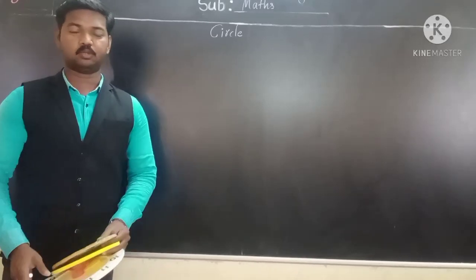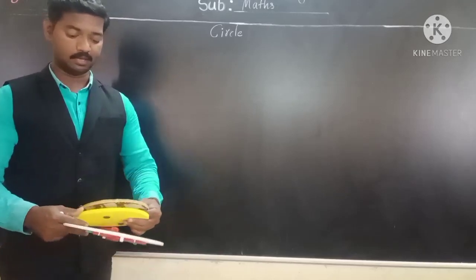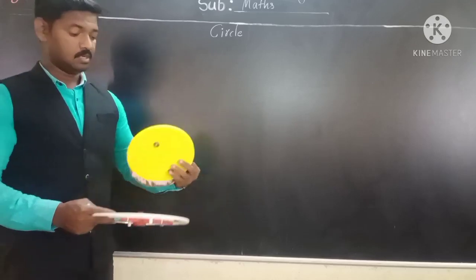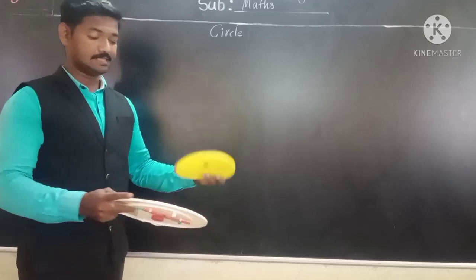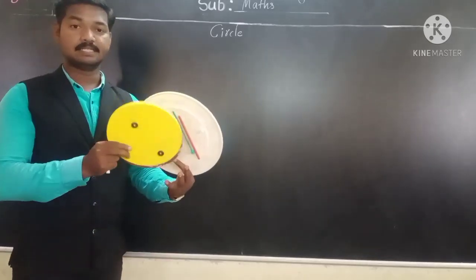Now today's period we are going to learn about circle. Now you can see there are some things in my hand. Okay, these all are in round shape. So these round shape things are known as circle. Okay, so this shape is circle.